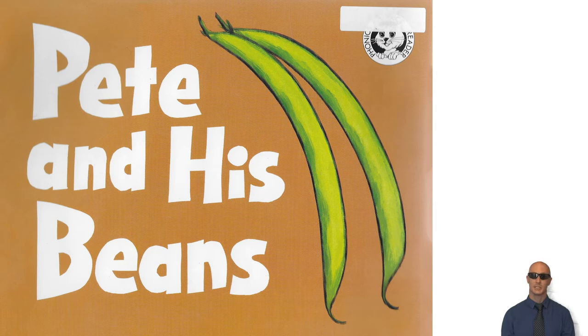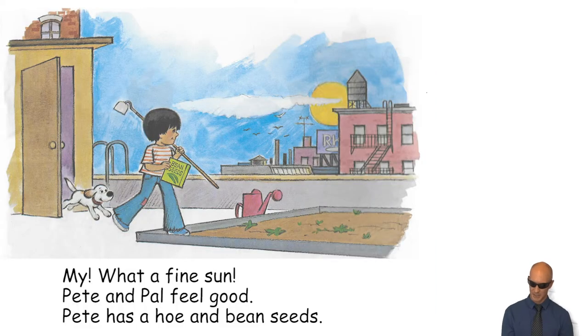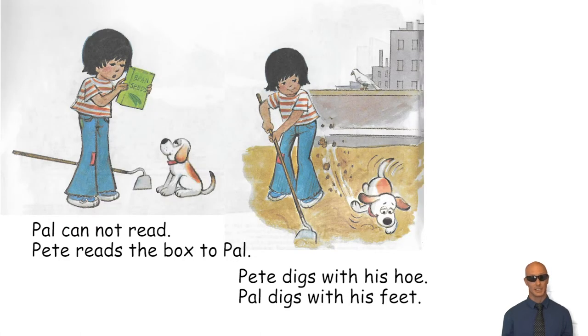Pete and His Beans. My, what a fine sun. Pete and Pal feel good. Pete has a hoe and bean seeds. Pal cannot read. Who is Pal? His little doggy? Pete reads the box to Pal. Pete digs with his hoe. Pal digs with his feet.